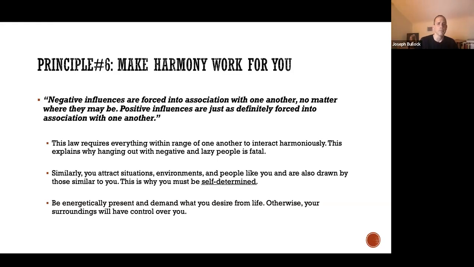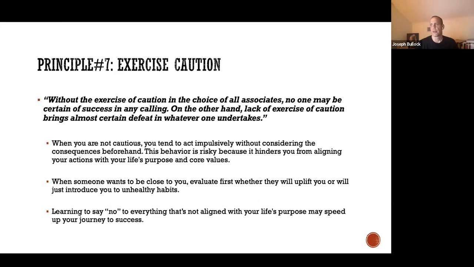And with that, we'll go to number 7, because we're going a little long here. Exercise caution. Without the exercise of caution in the choice of all associates, no one may be certain of success in any calling. On the other hand, lack of exercise of caution brings almost certain defeat in whatever one undertakes.